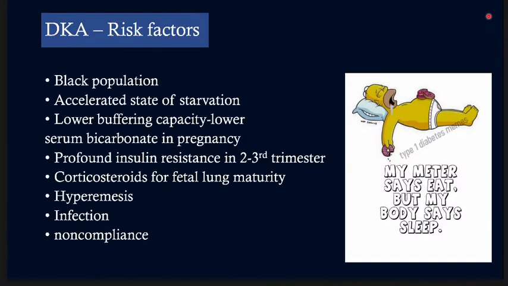There are some risk factors for why patients develop DKA, such as certain ethnicities or accelerated starvation. They may have had corticosteroids, have hyperemesis gravidarum, or an infection. Usually for DKA there is a trigger: infection, hypoxygenation, hyperemesis. If we correct the cause or the trigger, then the patient actually recovers faster.